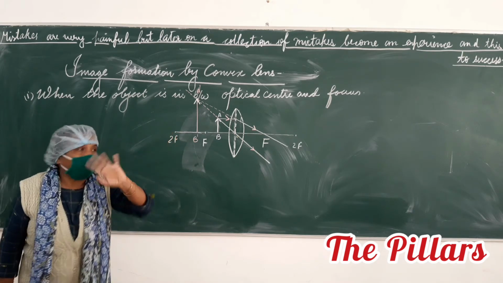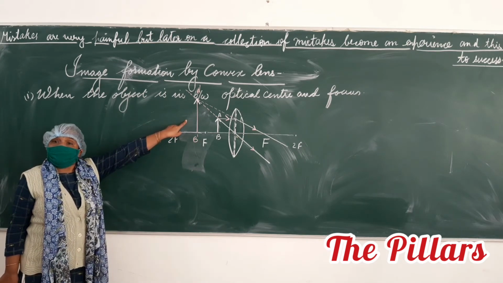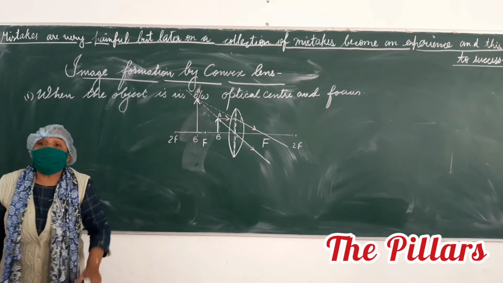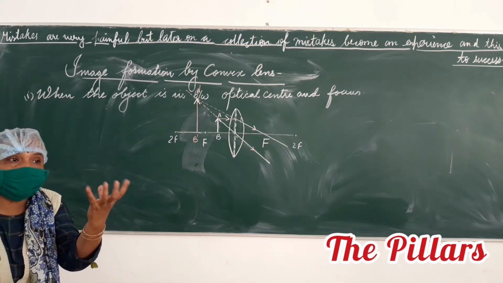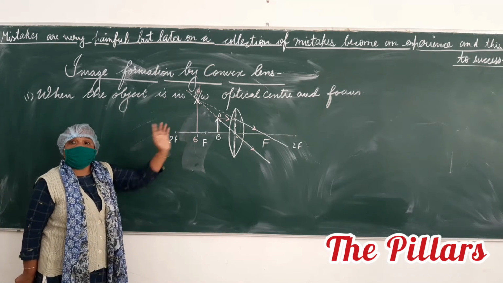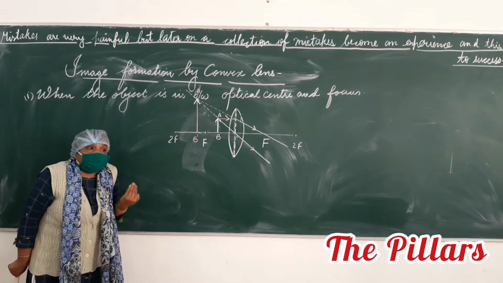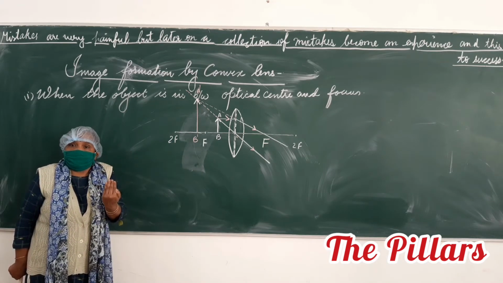Clear to everyone? Okay. Now, what type of image is formed here, children? Virtual, virtual enlarged. What's the meaning of enlarged? Bigger than the size. Okay, virtual, enlarged, and where? In front of the lens.